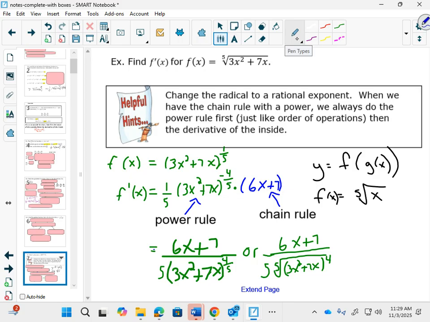But what, highlighter-wise, what's inside of f of x is g of x. And g of x is the 3x squared plus 7x. Get that highlighter out again. Right? That is going inside for the x, because g of x is inside of f of x.